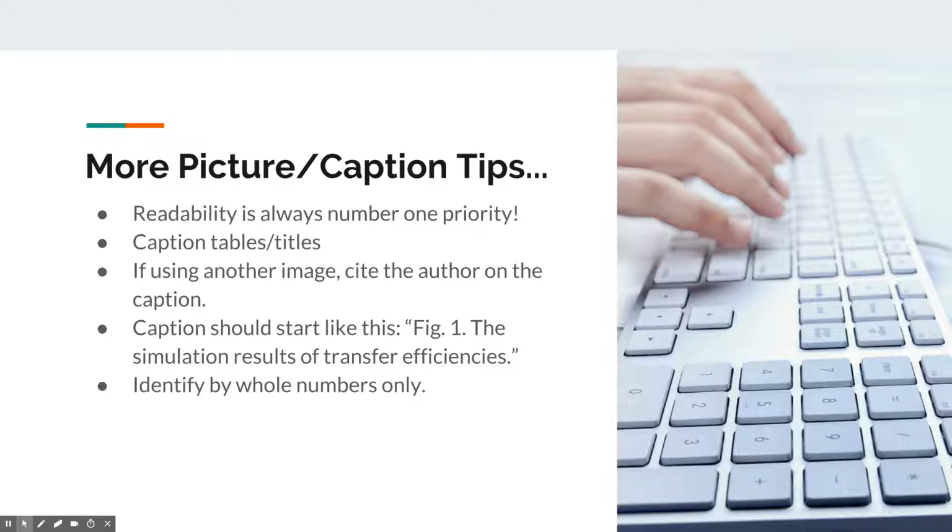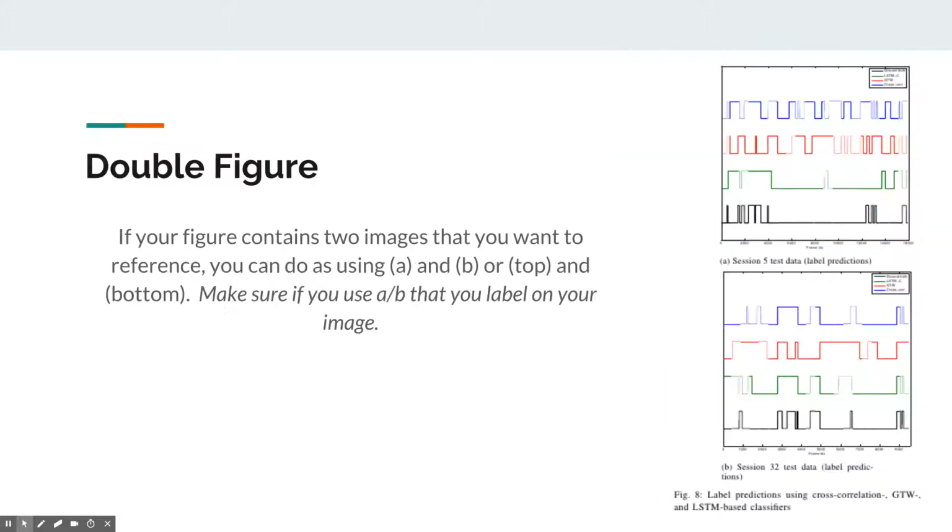It's just good practice. If you're using another image, cite the author just like you would within IEEE format of a paper. We already discussed the captions, and you should include whole numbers. I've seen some bizarre things with numbers, but it should be 1, 2, 3, 4, and so forth. However, if you are using something that has 2 images, you do have to actually write a caption for both. So here's one example where they have it labeled A and B, but there's still just one figure. But you can also use like top and bottom, I've seen, but you do want to make sure you have a caption for each.